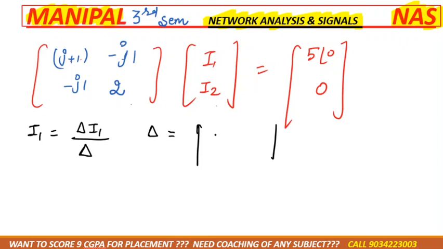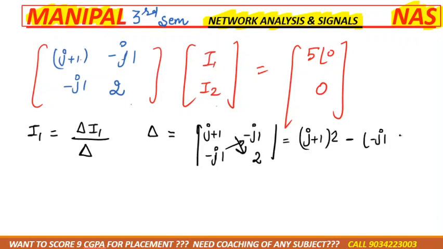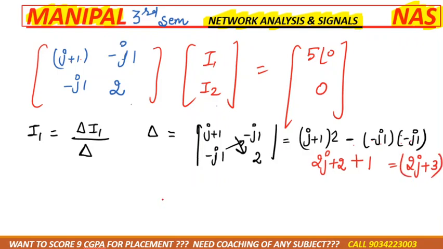So how much is delta? Calculate the determinant. It is (1 + j1) and 2, this into this minus this, correct? So (j + 1) into 2 minus (−j1) into (−j1), correct? Minus, minus, minus, three minuses makes it negative, but j squared is minus, so it becomes negative and cancels out. Plus 1, 2j plus 2, but we are getting 2j plus 3 as delta, right?